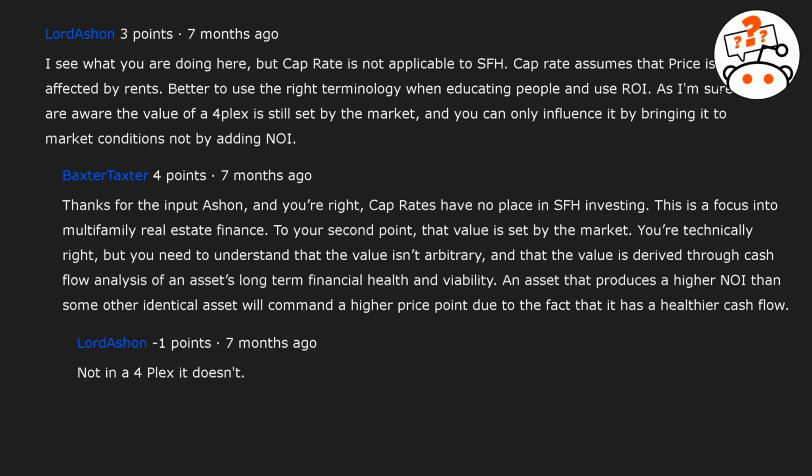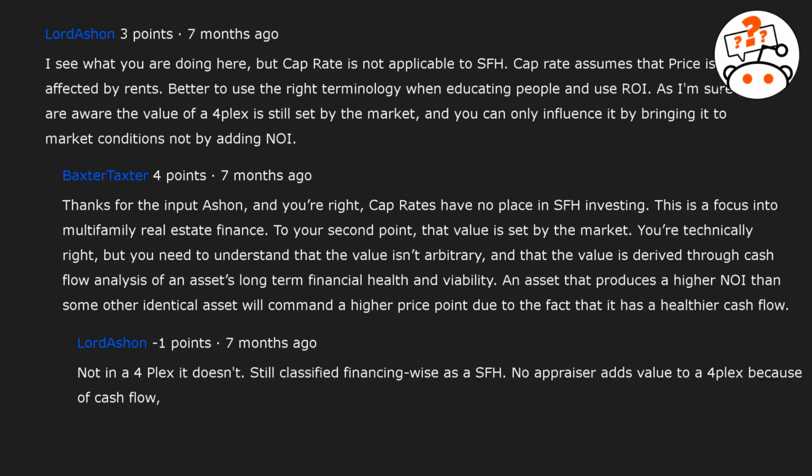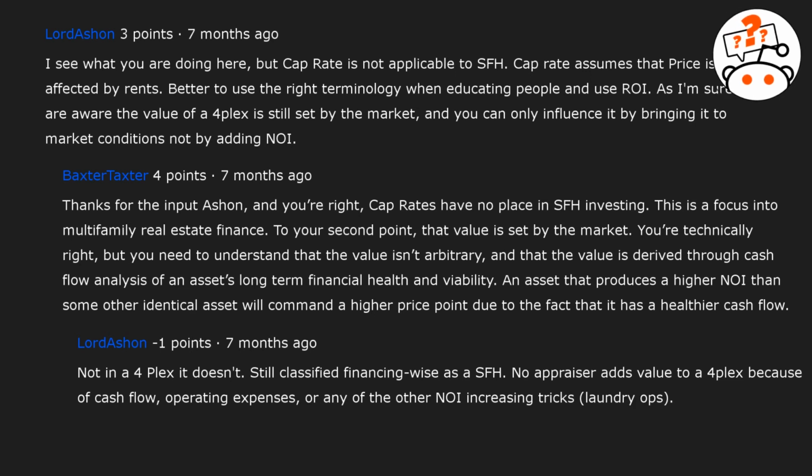Not in a 4plex, it doesn't. Still classified financing-wise as a SFH. No appraiser adds value to a 4PLEX because of cash flow, operating expenses, or any of the other NOI-increasing tricks, laundry ops. The value is decoupled from the cash flow. It's based purely on comp sales.